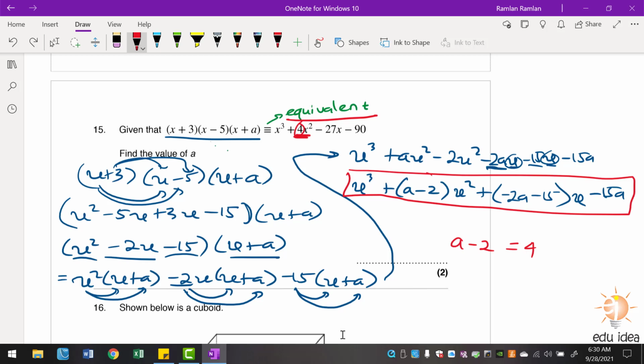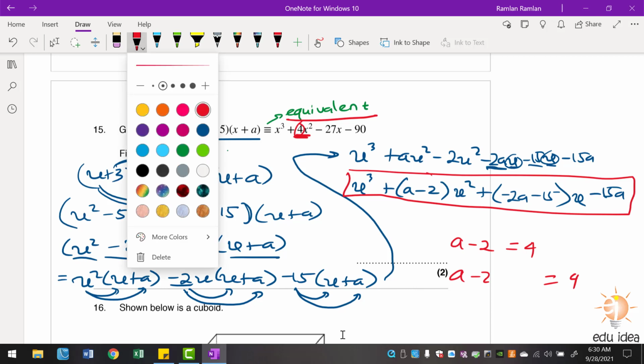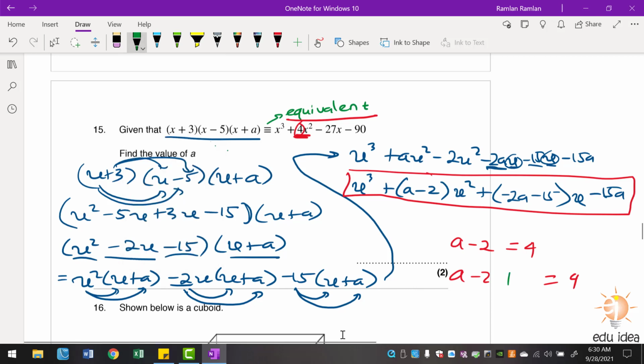So let's rewrite that again. We have a minus 2 equals 4. I'm going to add both sides with 2. Remember that we need to do it on both sides. Whatever you do on the left side, you do the same thing with the right side. So a minus 2 plus 2 is just a plus 0. A plus 0 is just a, right? 4 plus 2 is equal to 6. And here you go, you have the final answer.